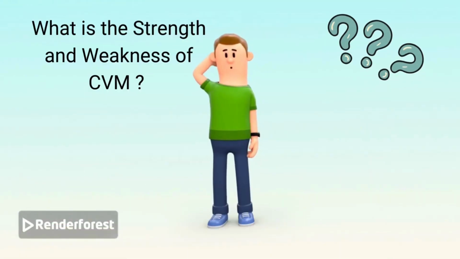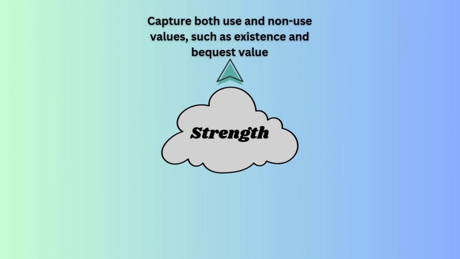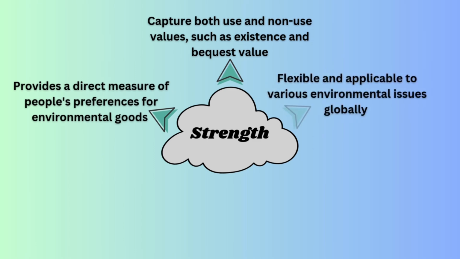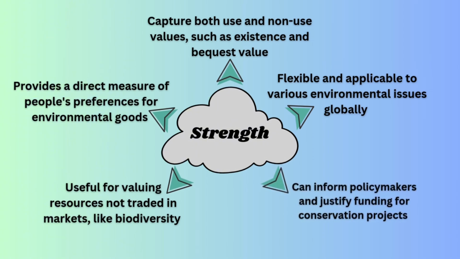Next, the strengths and weaknesses of CVM. Starting off with strengths, it captures both use and non-use values such as existence and bequest value. It provides a direct measure of people's preference for environmental goods. It's flexible and applicable to various environmental issues globally. It is useful for valuing resources not traded in markets, like biodiversity. It can also inform policymakers and justify funding for conservation projects.